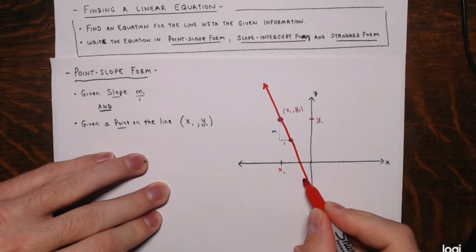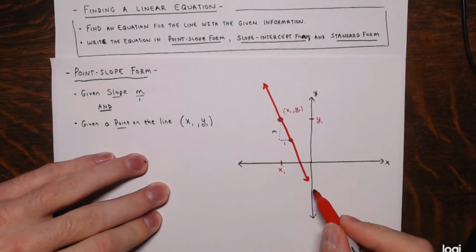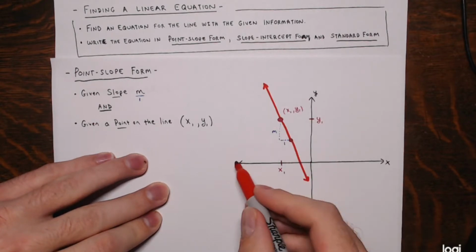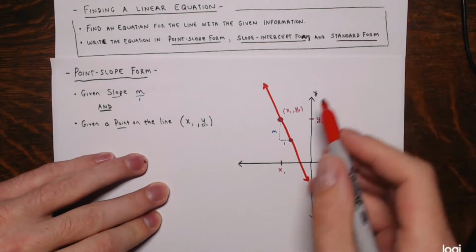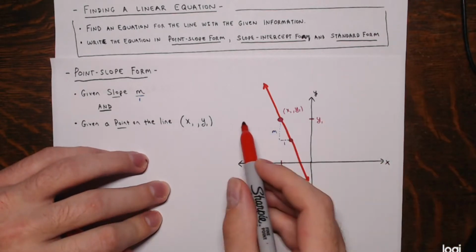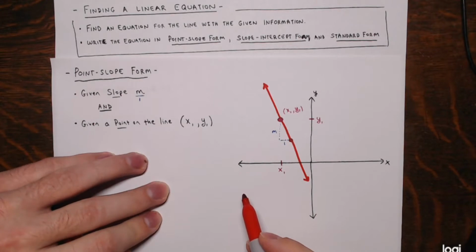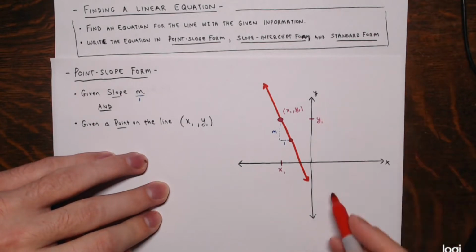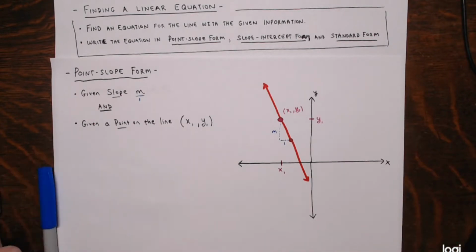Now this one would have a negative slope because it's going down to the right. If it has a positive slope, it's going up to the right. If it has 0 slope, it's horizontal. And if it has an undefined slope, it's vertical. And we'll talk more specifically about horizontal and vertical lines later.